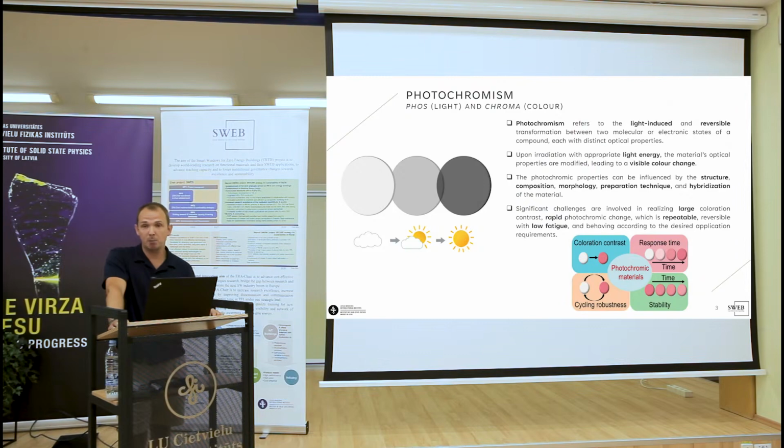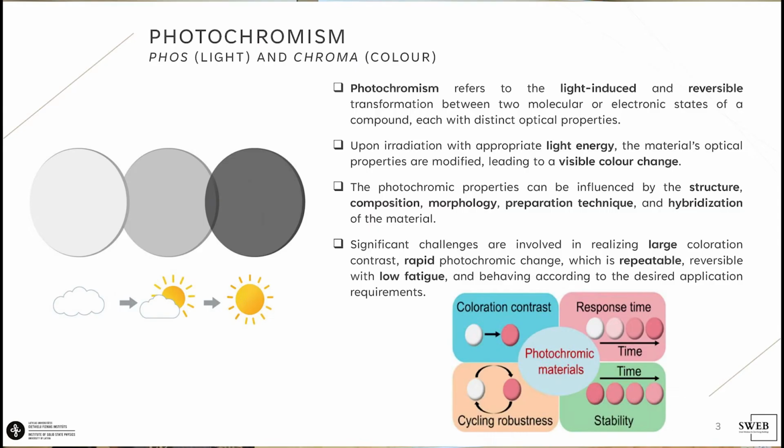How can we modify photochromic properties? Well, either we can change the structure of the material, or adjust the composition. For example, if we talk about thin films, then we can modify the morphology or preparation technique. And also we can use hybridization of material.